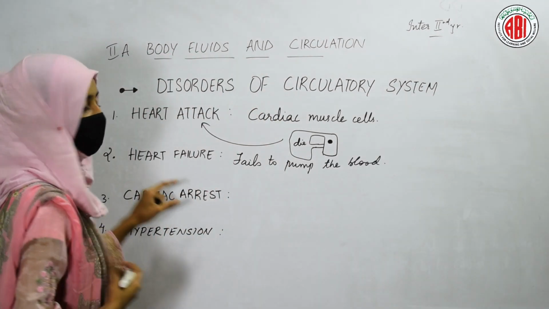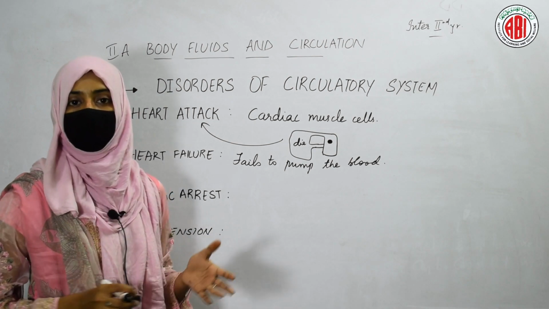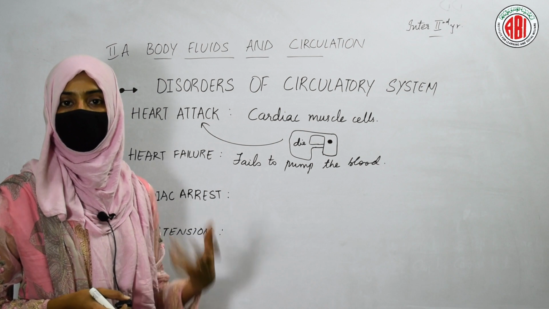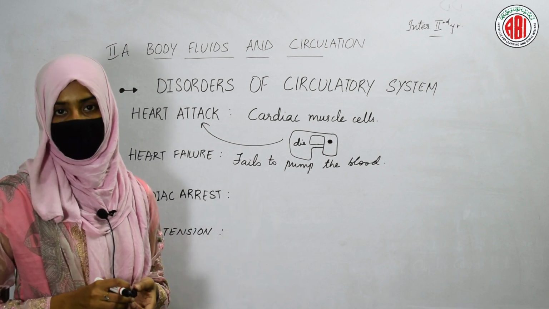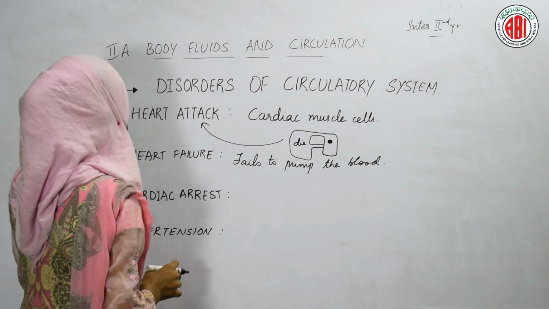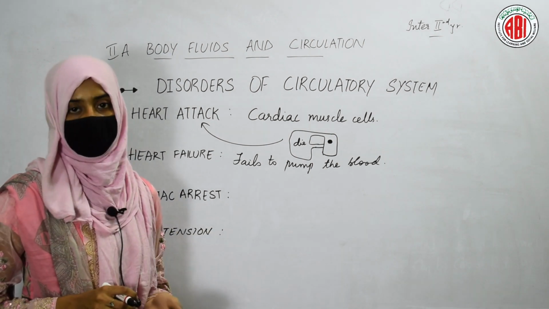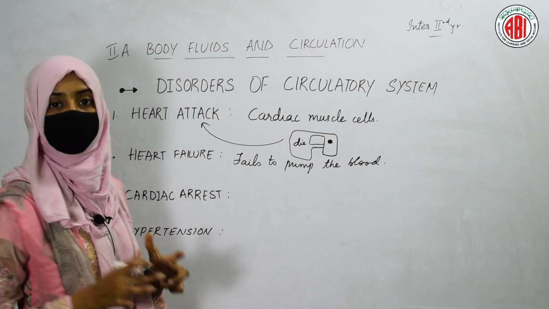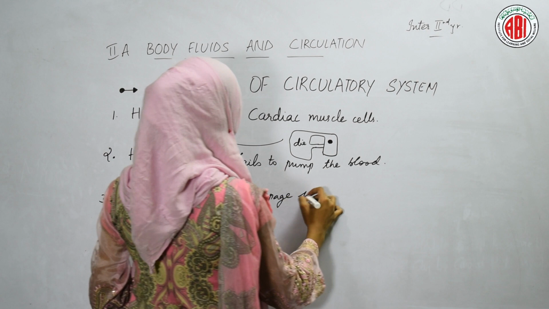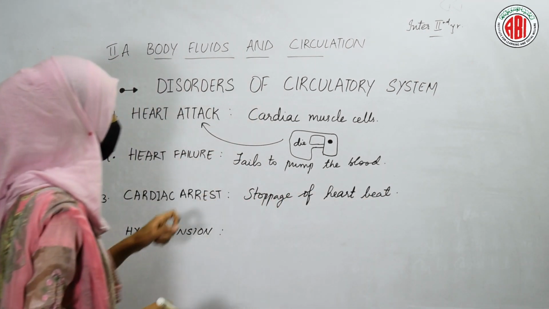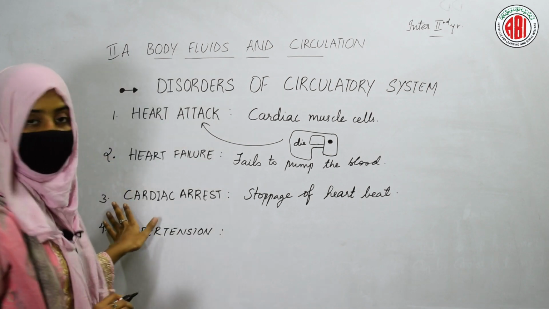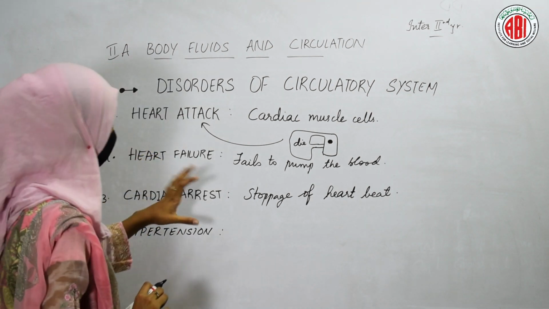The next one is cardiac arrest. Arresting of the heart, not allowing the heart to show the heartbeat, to pump the blood, is called cardiac arrest. This also happens due to many reasons. When the heart stops beating, that condition is called cardiac arrest. So cardiac arrest can be defined as the stoppage of heartbeat.